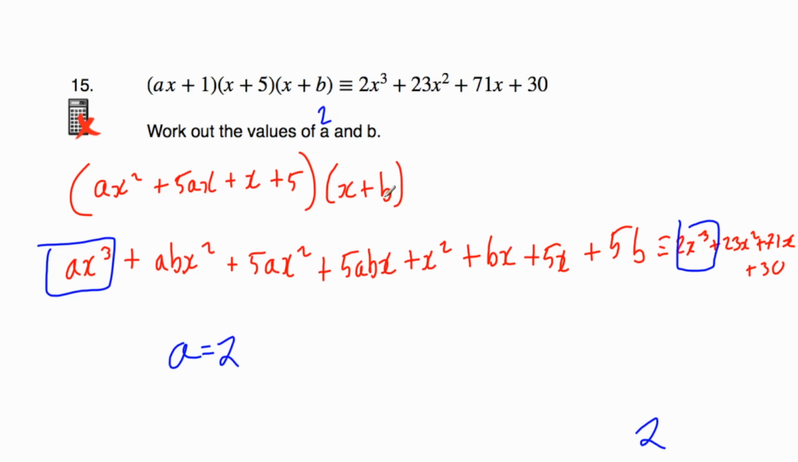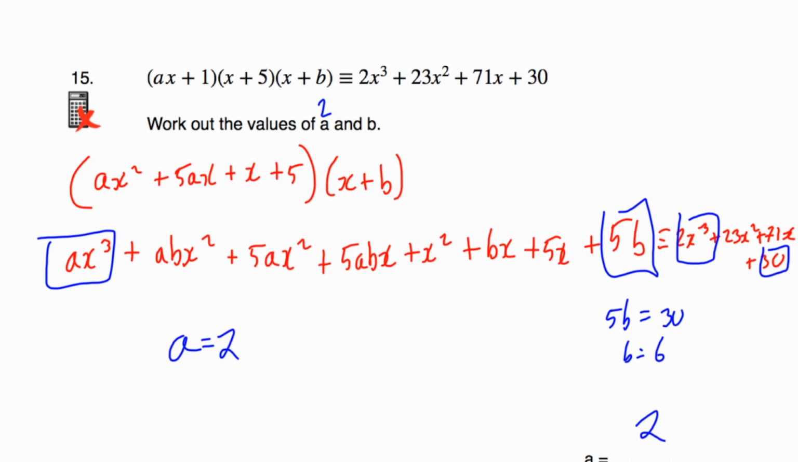Now in terms of our b, we've got a couple of terms involved in b, but if we have a look at the last term here, the constants, we've got 5b, and on the right hand side that's equal to 30. So 5b is equal to 30, and divide by 5 and divide by 5, and we get b is equal to 6. So we could expand those brackets and work it out that way, alternatively we could just look at it and say, well, this times this times this gives us 2x cubed, so that has to be 2, and looking at the number on the end, 1 times 5 times b would have to be 30, so b is equal to 6, and that's it.